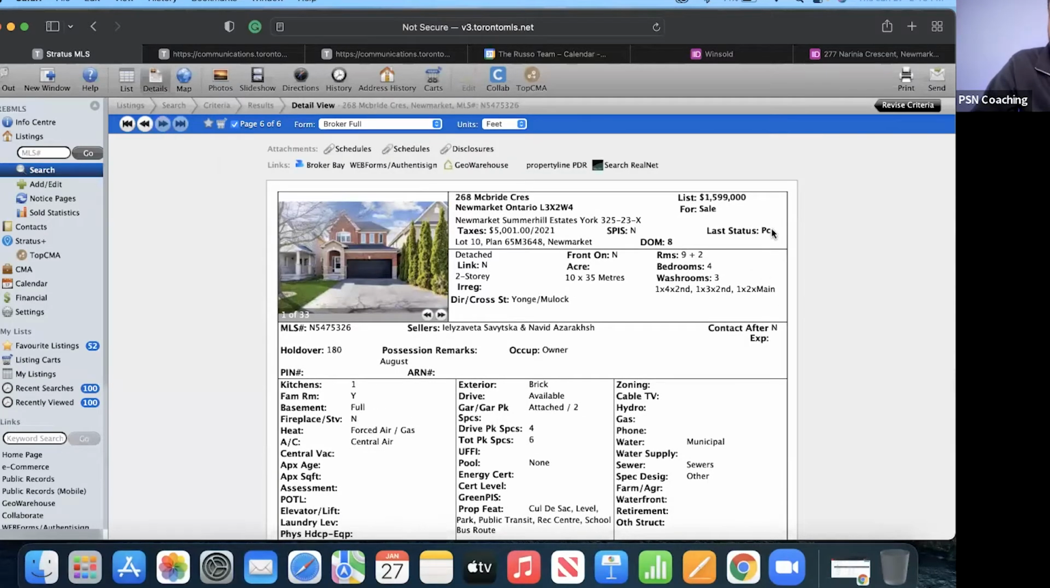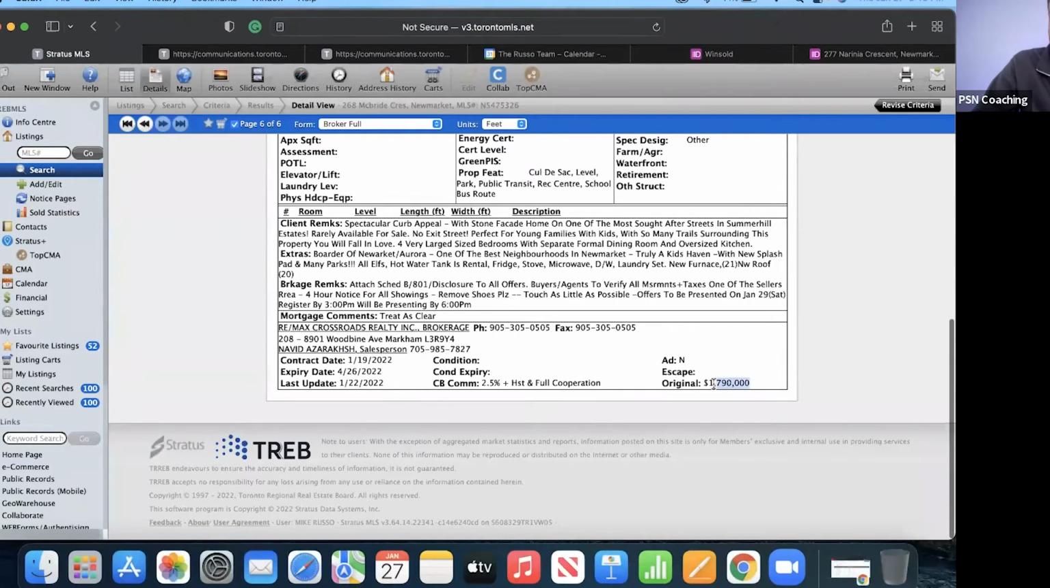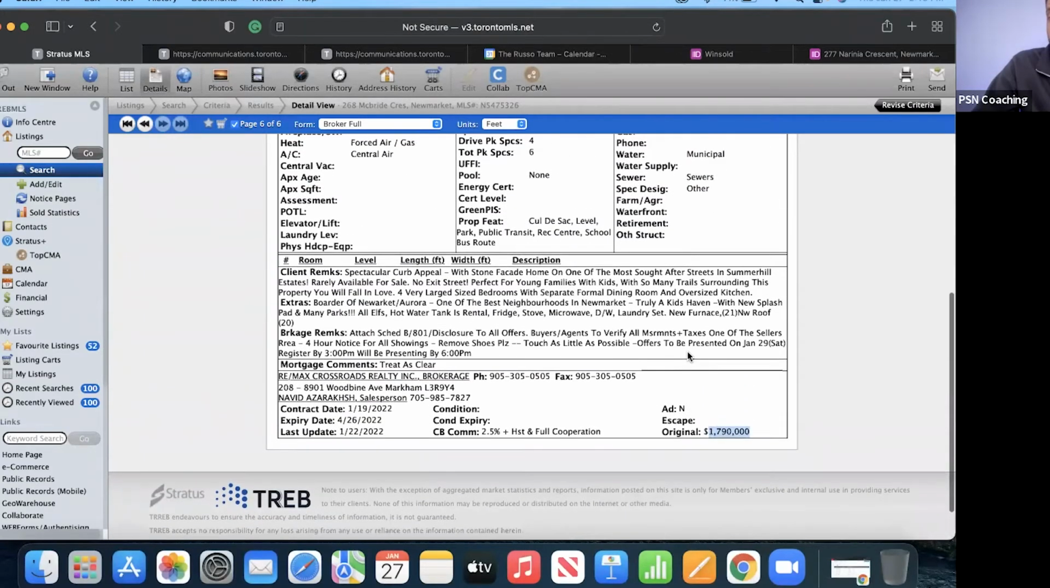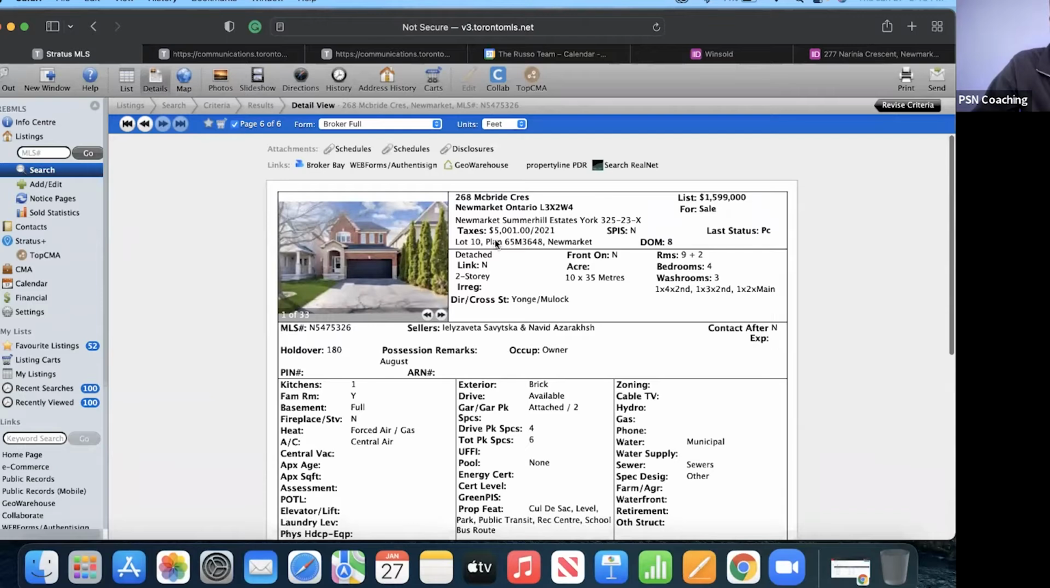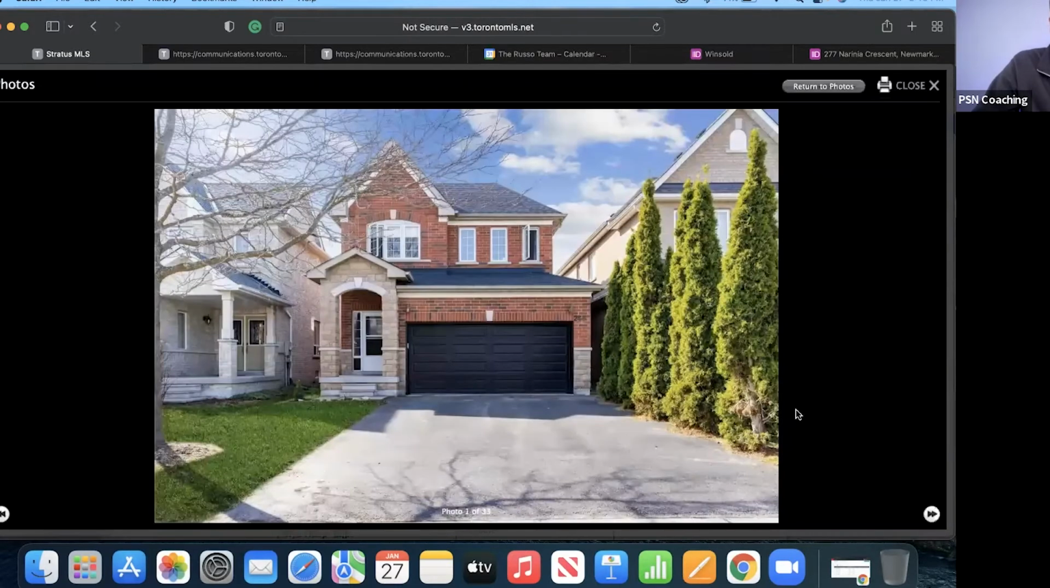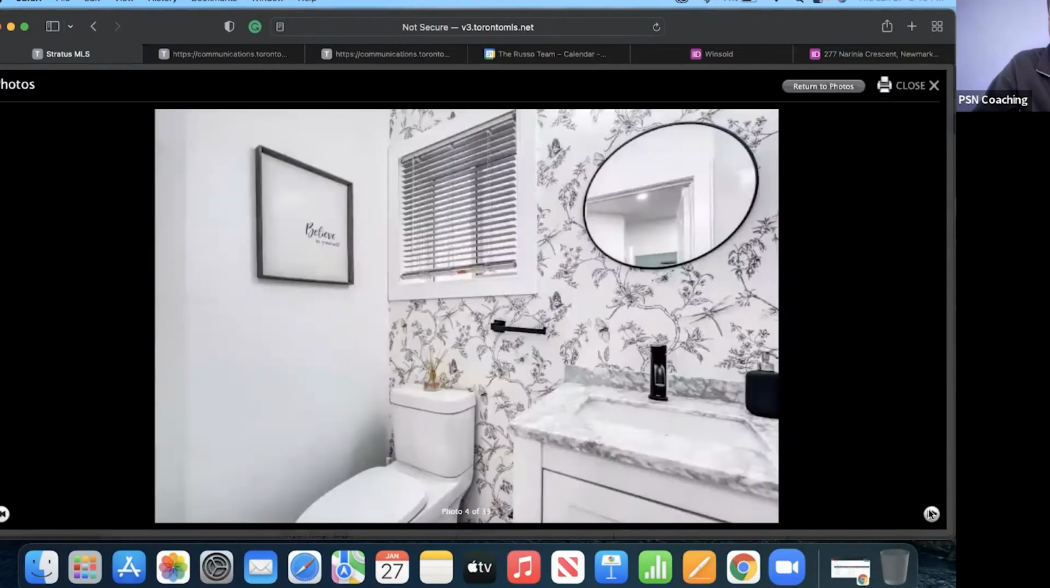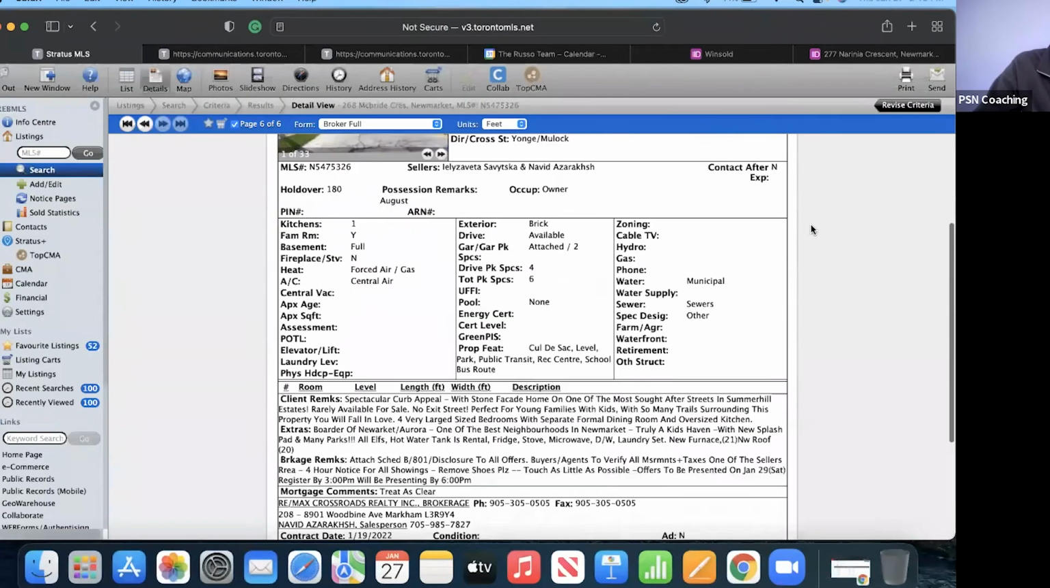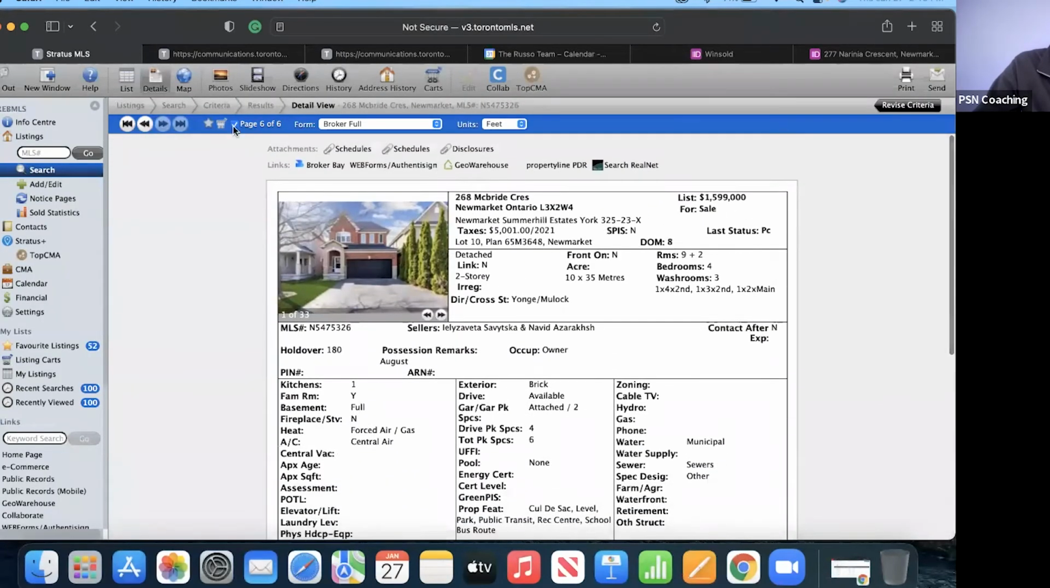McBride. Okay, this one had a price change already, so that's good to note. Their original price was 1.79. Okay, so they tried for 1.8, and now they're down to 1.6. So something clearly happened. They probably didn't have any offers. They probably tried to hold offers, right? So I'm going to look at that and say, okay, let's drop that one. We don't really care for that one.